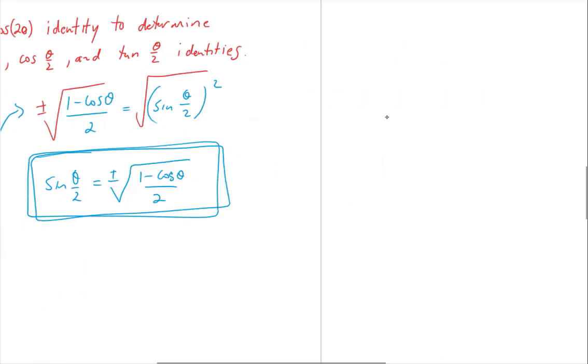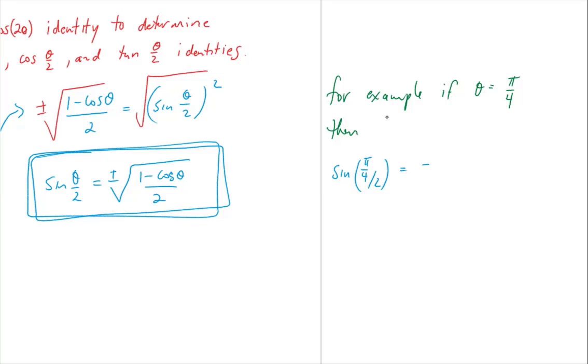And this is called the half-angle formula for sine. So for example, if we let theta equal pi over 4, then we get that sine of pi over 4 divided by 2 is equal to plus or minus the square root of 1 minus cosine of pi over 4 all over 2. This is the sine of pi over 8, which is clearly in the first quadrant, so we're going to take the positive square root, since the sign should be positive in quadrant 1.